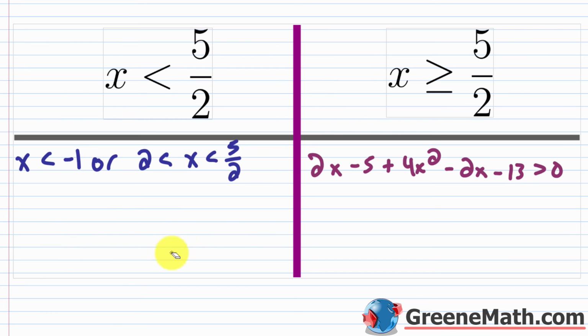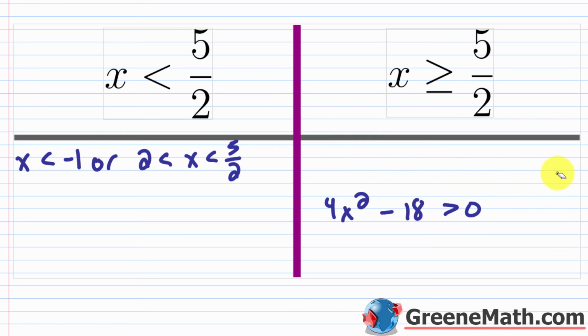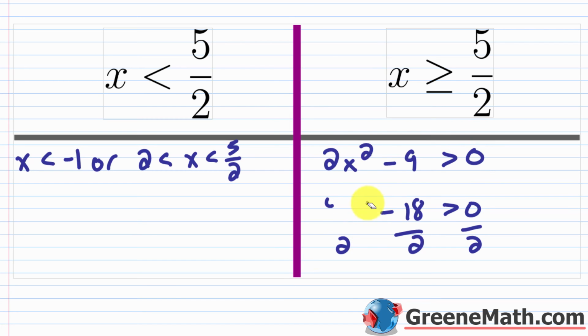Okay, let me get rid of this. So this is what we call partial solution at this point. I have to look at this guy, and then I'll try to merge the two. So for this one, it's going to simplify pretty nicely. 2x minus 2x, that's going to go away. So you're just going to have 4x squared, and then negative 5 minus 13 is going to be negative 18, and this is greater than 0. Let me get rid of this, and let me divide everything here by 2, just to make it a little bit simpler. So this would be 2x squared, and then minus 9 is greater than 0.